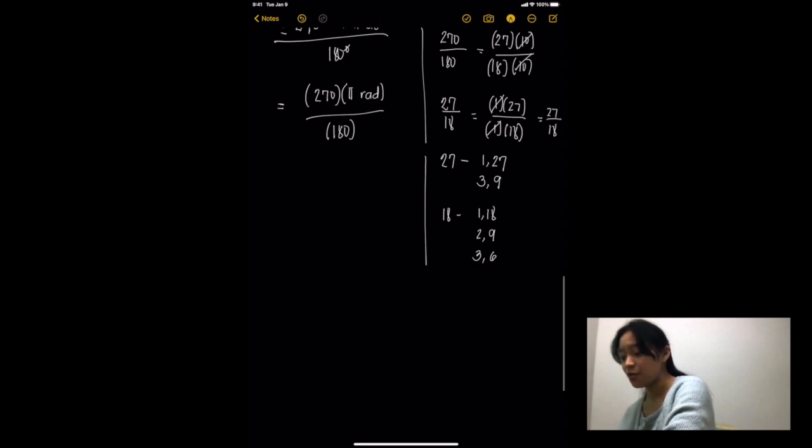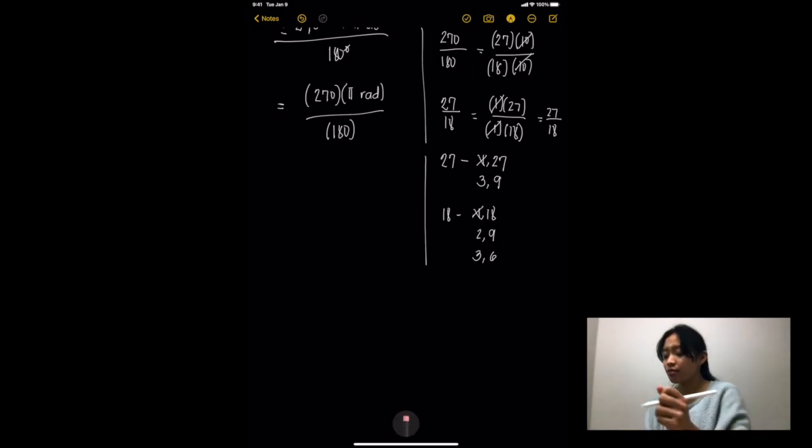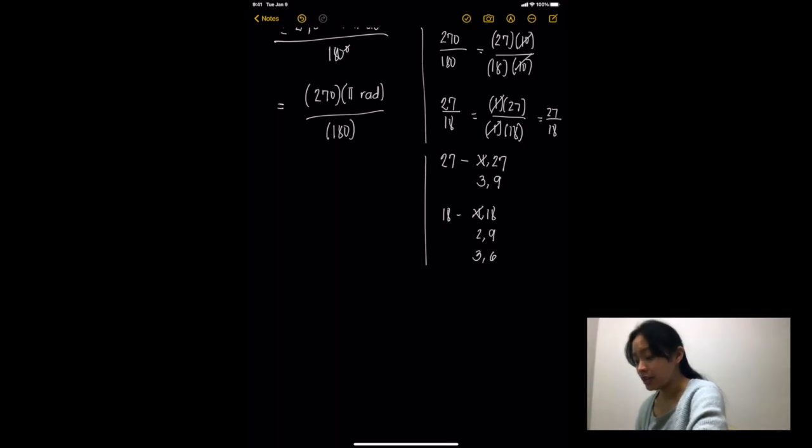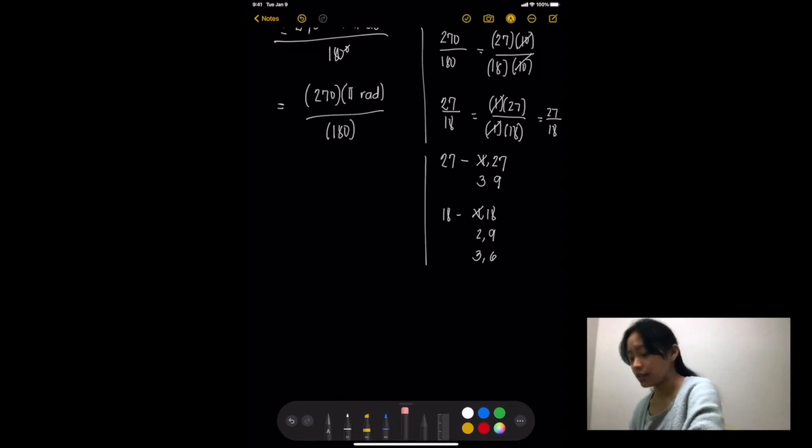Correct? Because even if we try to cancel out 1, we will come up with still 27 and 18. Okay, so other than 1, let's look at other factors. So I'm seeing a common factor here.